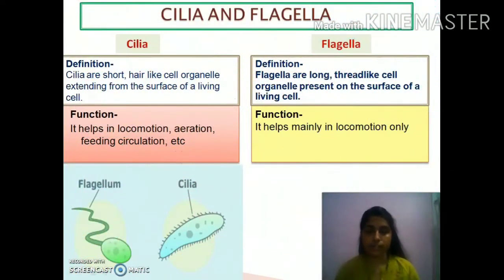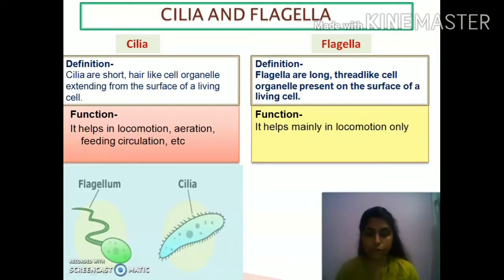So the first topic that we will discuss today is cilia and flagella. I hope all of you have heard the names. Both of these are structures present in the cell which help the cell to move from one place to the other. That is, they help mainly in locomotion. Clear? The cilia and flagella are the locomotory structures present within the cell. Now let us see the basic differences between the two.